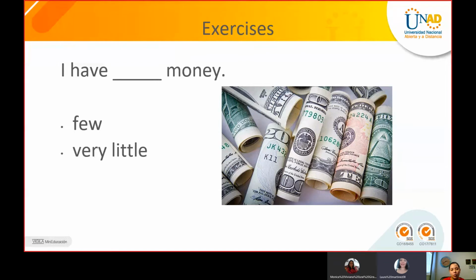Okay, and what about the next one? I have very blank money. Very little money. Okay, why very little? Monica, do you know why very little money? Because money is uncountable. Very little is uncountable. Yes, uncountable.